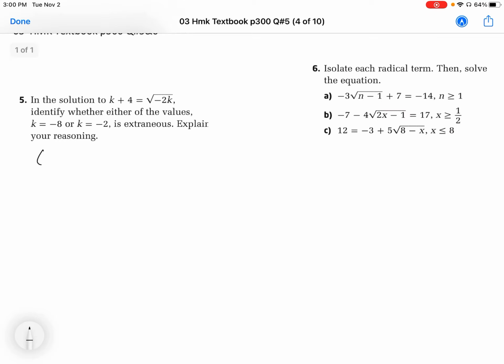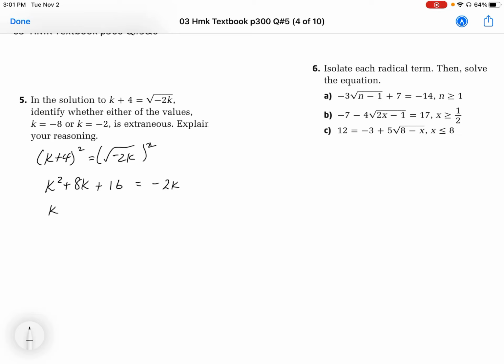We'll solve this k plus 4, because we're going to end up with a quadratic here, equals the square root of negative 2k. We're going to square both sides to get rid of the radical, and we end up with k squared plus 8k plus 16 is equal to negative 2k.